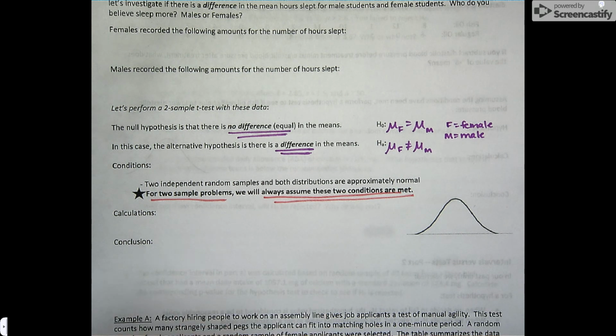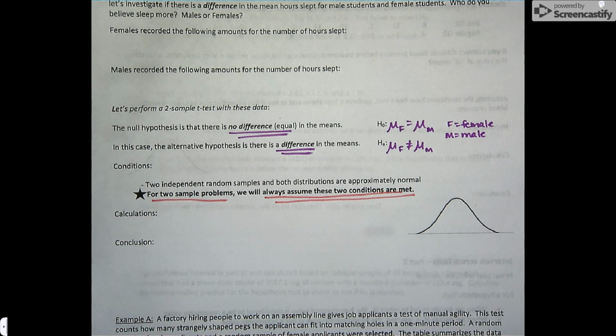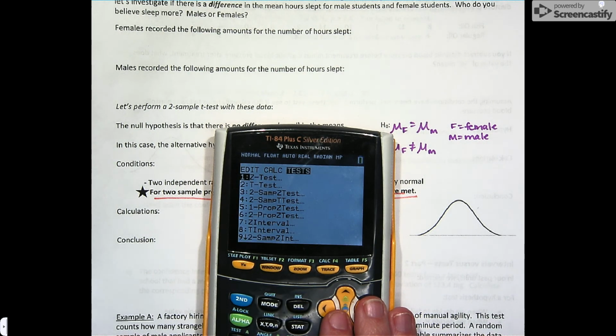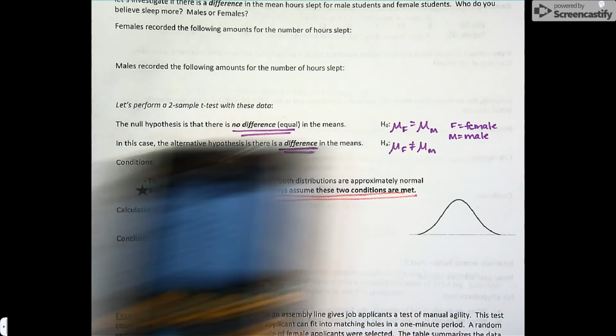Now, one thing that's different is, yes, you're going to type in your data into L1 and L2, but instead of going to stat and then test, before we were going to your t-test, right, your number 2. Well, now we have a two-sample t-test. So that's why you would go down to number 4 instead.